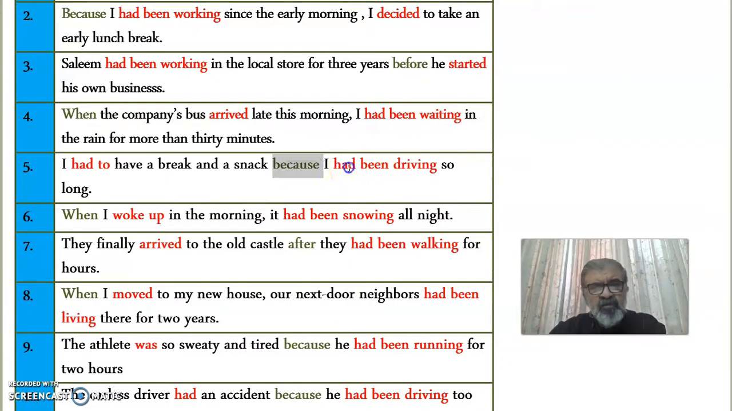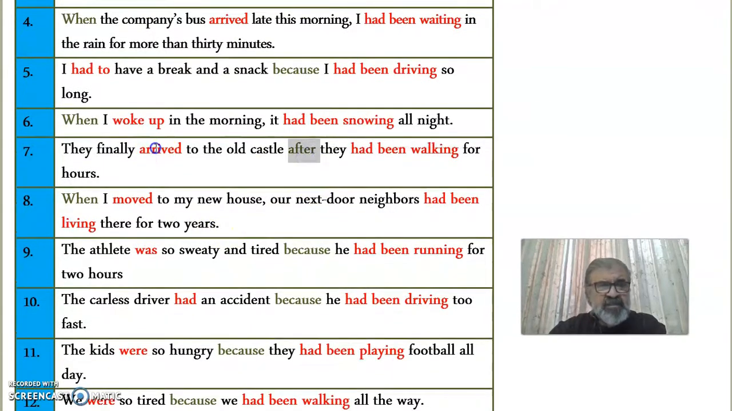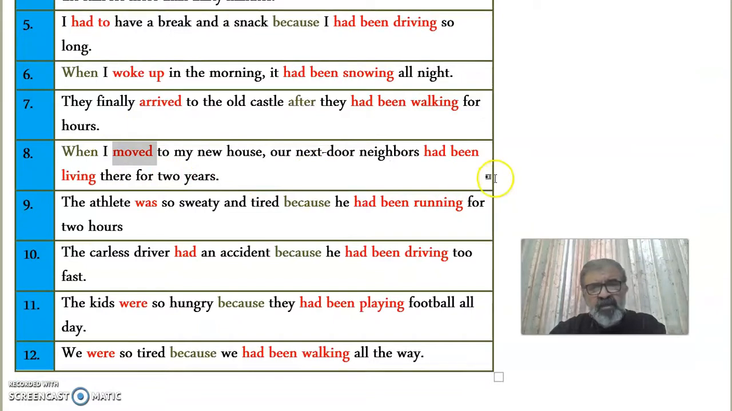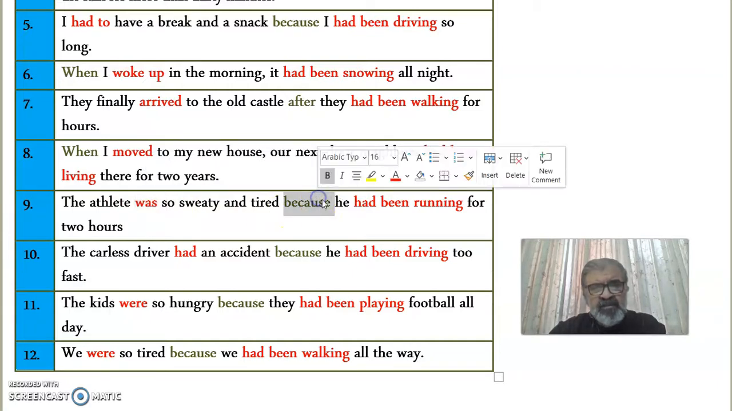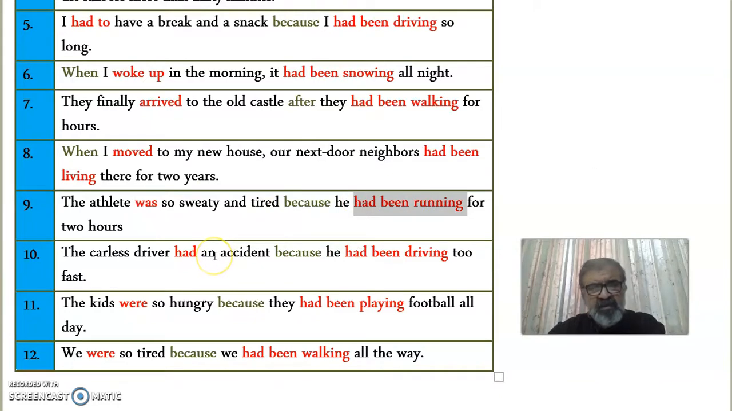"Because" is followed by action 1, had been driving, preceded by action 2, had to leave or had to have a break. "When" is followed by action 2, then action 1, had been stowing. Again, "after" is preceded by action 2, followed by action 1. "When" is followed by action 2 then action 1. Now, the athlete was, that's action 2, because followed by action 1, had been running. That's an easy one.